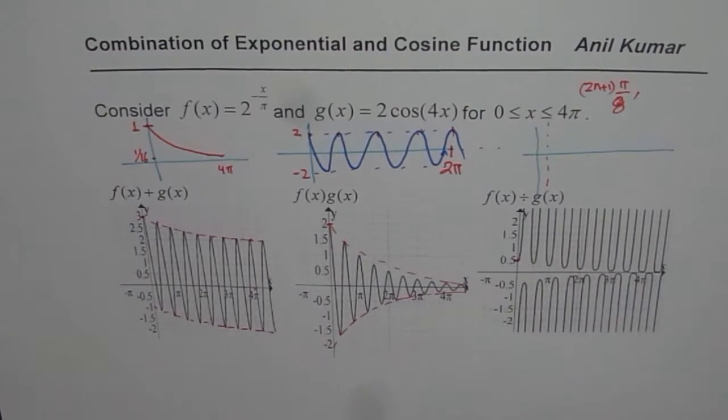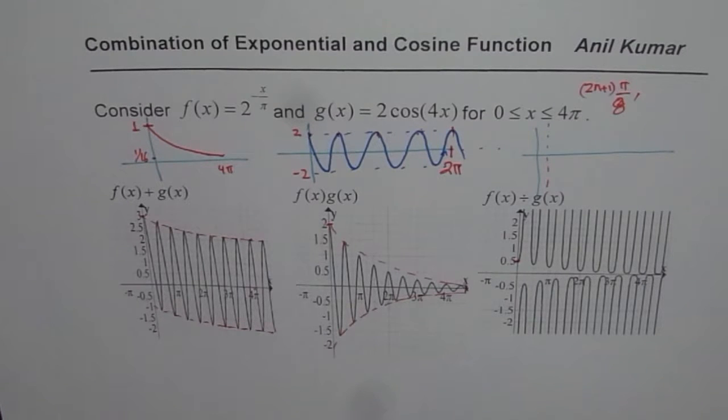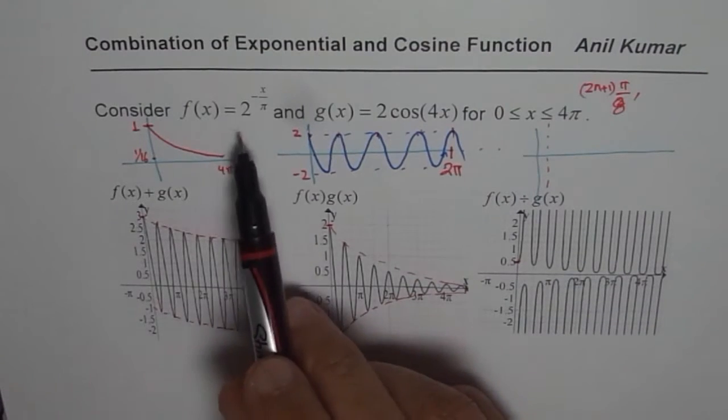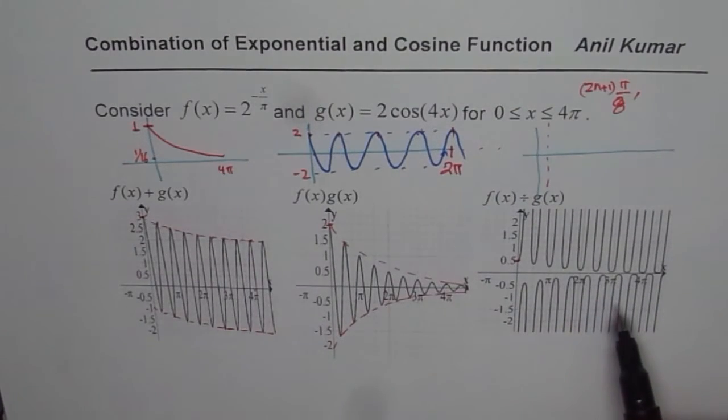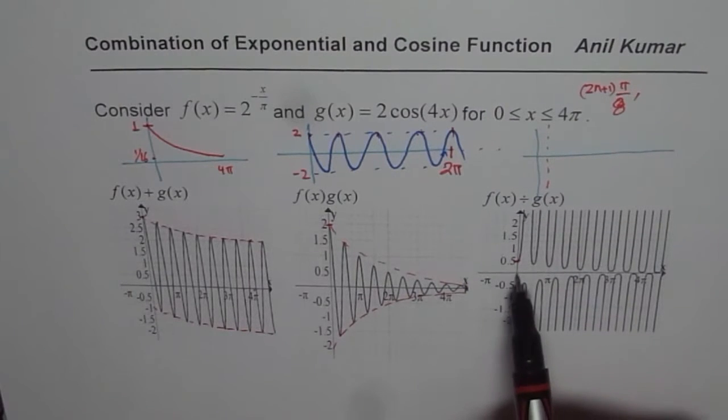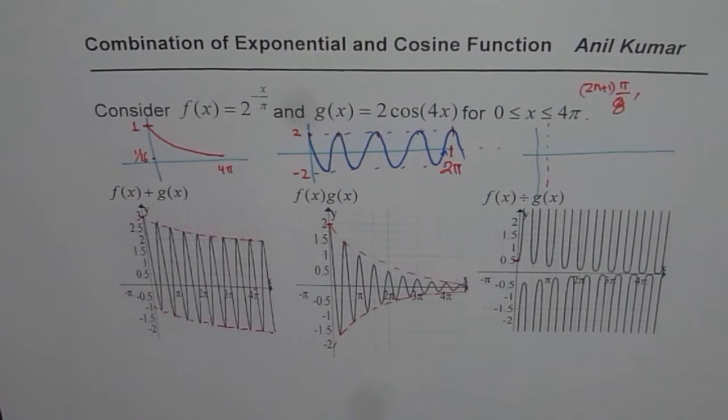From these graphs, you can now sketch the combination of exponential and trigonometric functions. So the whole idea here was to give you an exposure of what happens when we combine exponential with trigonometric functions. So these are the examples for exponential and cosine function. You can try it for the sine function. The difference will be that the sine function starts with 0, right? And the cosine function starts from the maximum. So the starting point will be different, but the nature of the graph will be exactly the same. I hope that helps. Thank you and all the best.